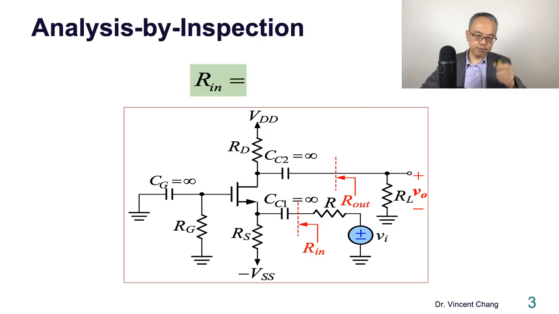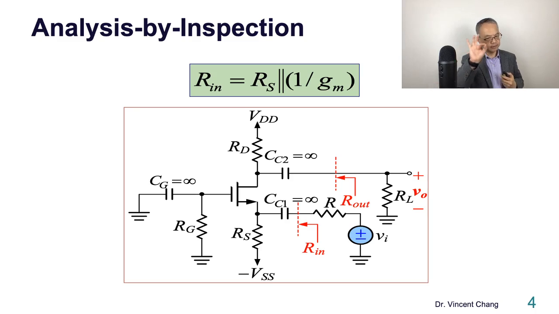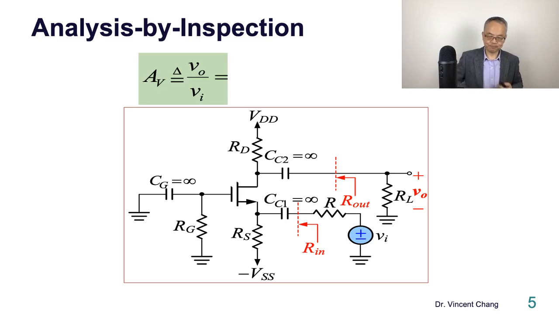And then for the input impedance or input resistance, looking into the source, between source and the ground. So what do you see? It's the parallel combination between the RS and the 1/over transconductance.